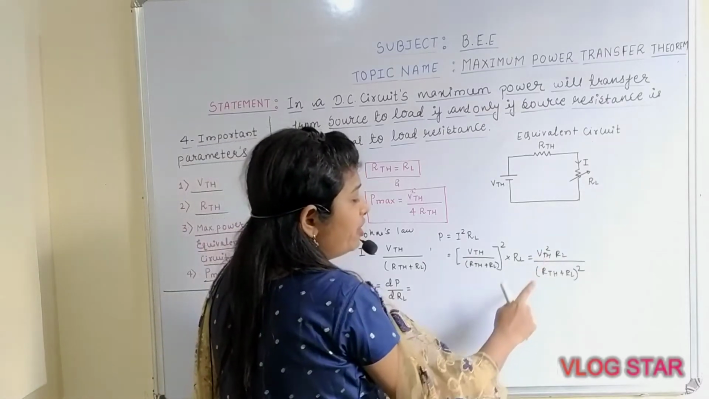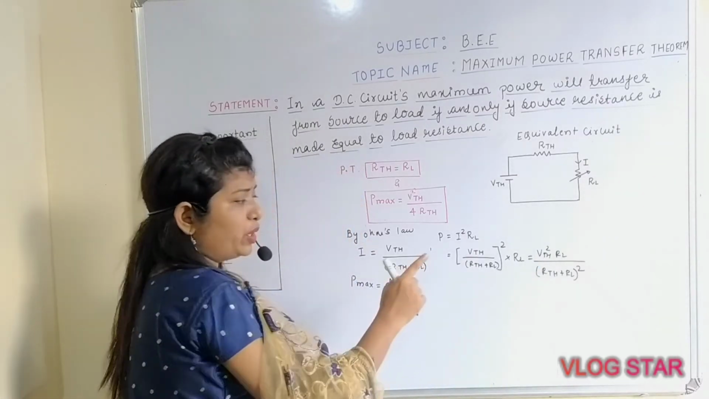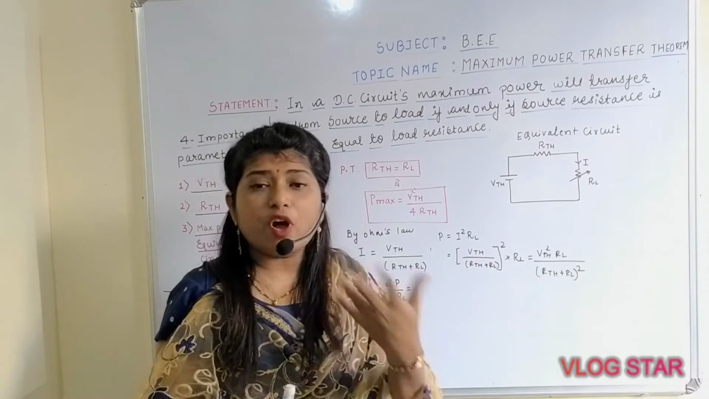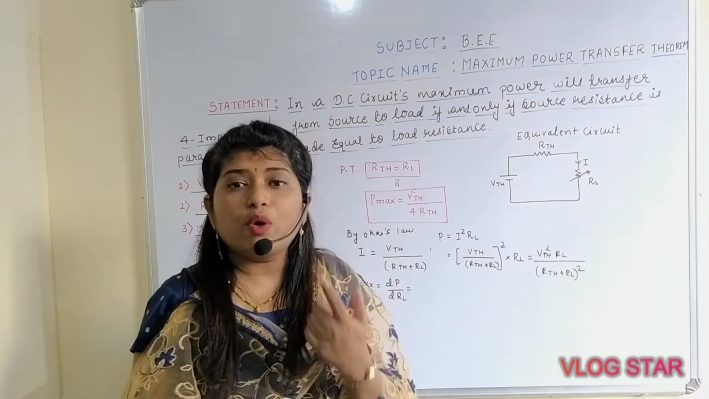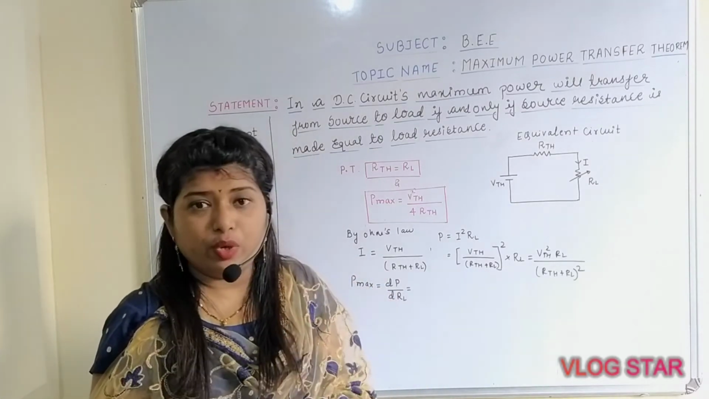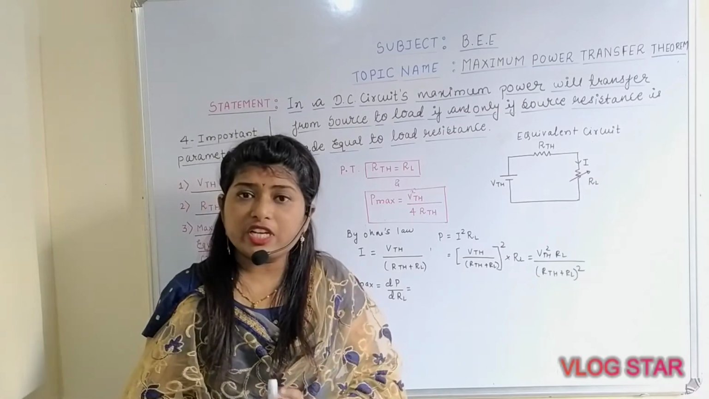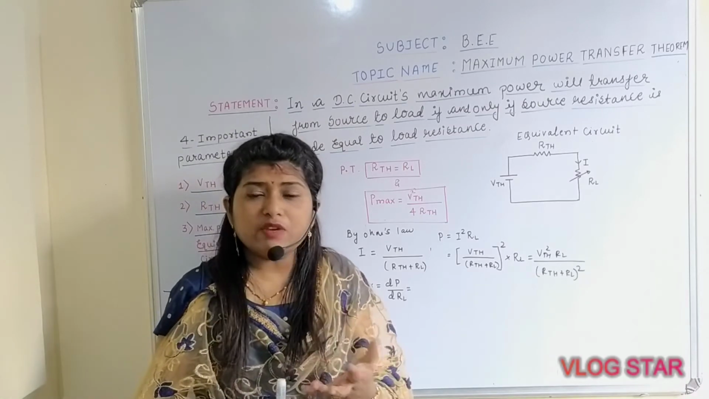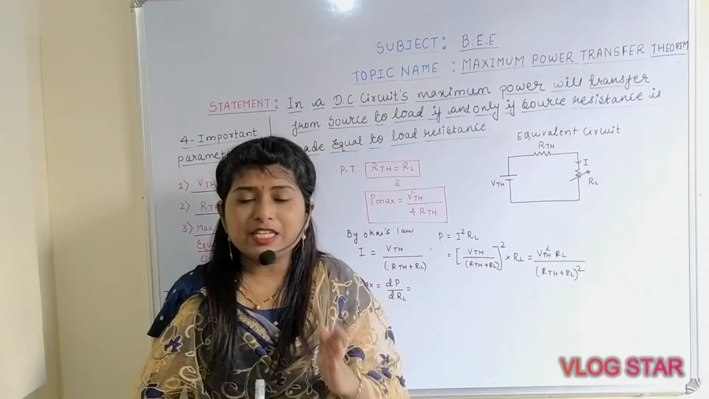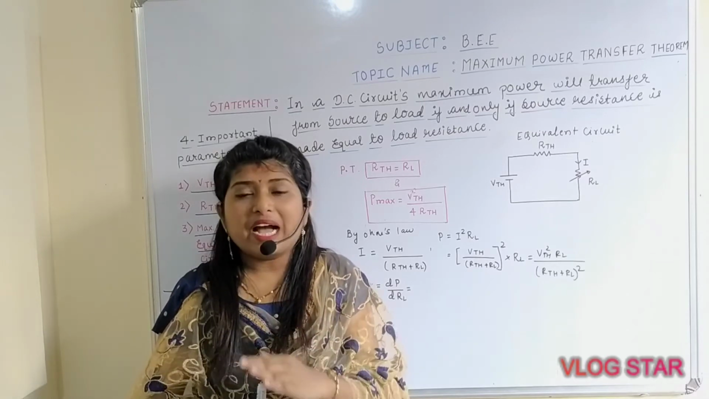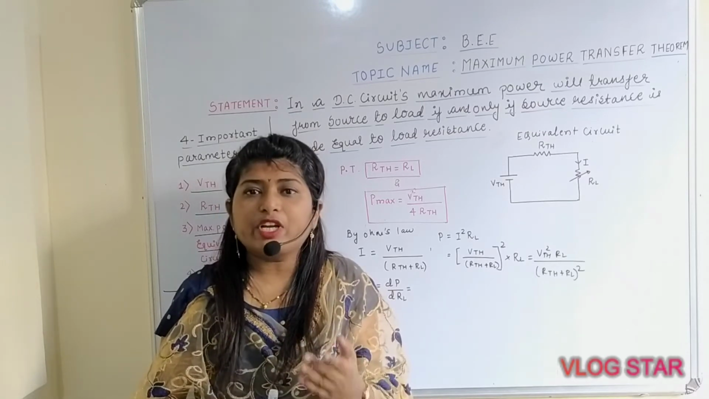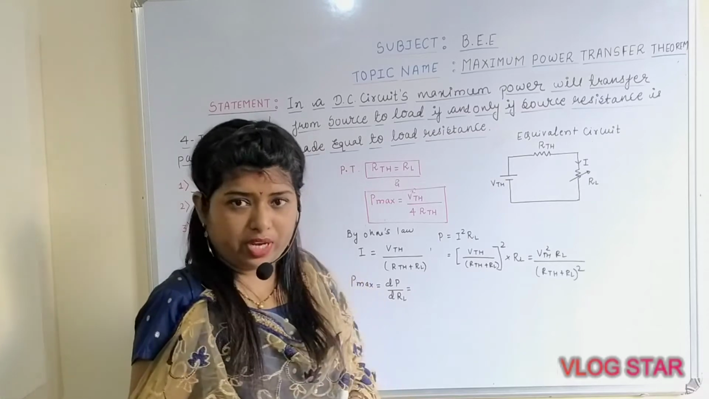If you perform the differentiation of power with respect to RL, which formula are you going to apply? You are going to apply the U by V rule. So what is the differentiation of U by V? What is the formula? V as it is into derivative of U, minus U as it is into derivative of V, upon V square. Am I right?